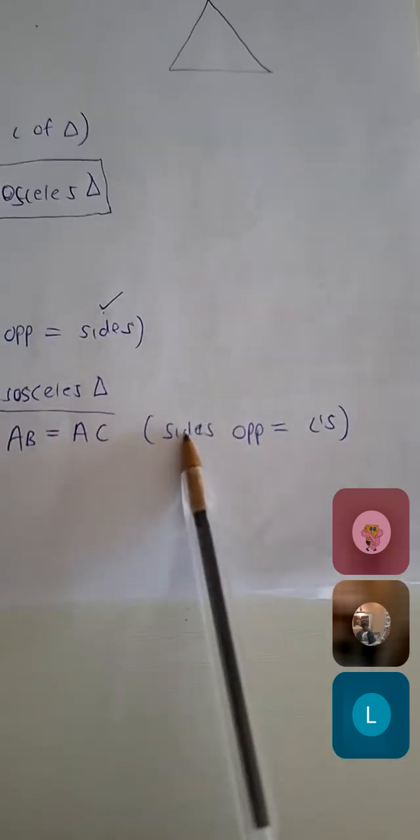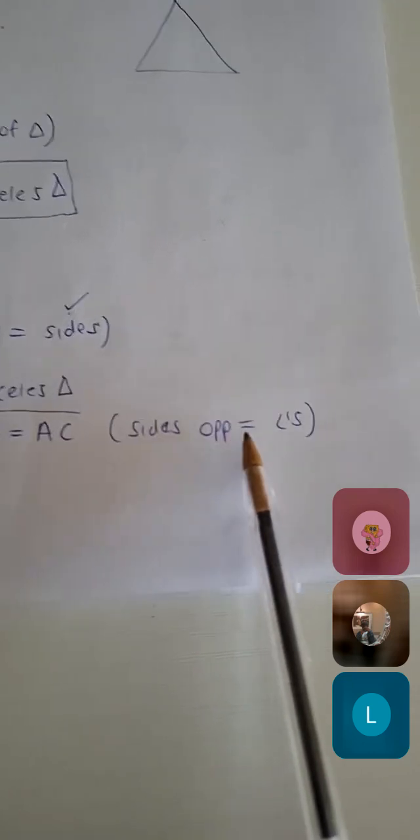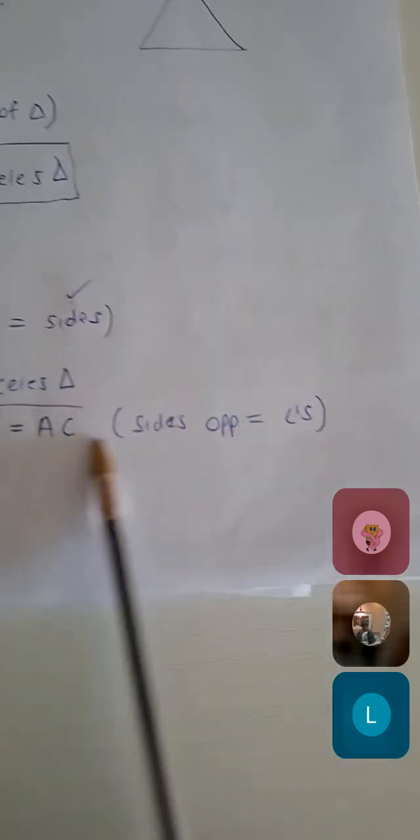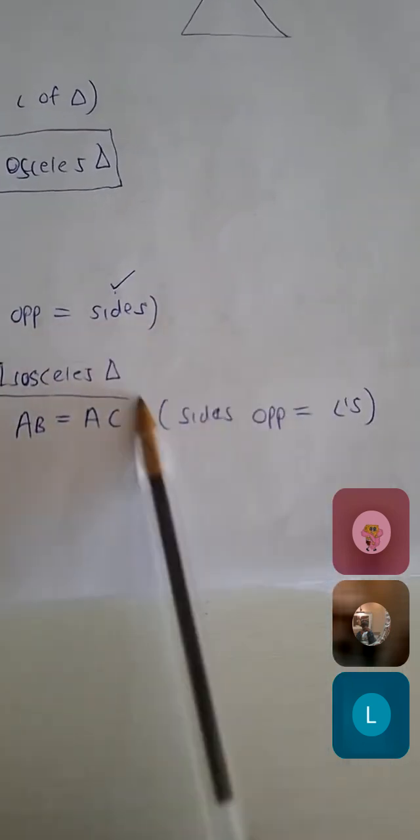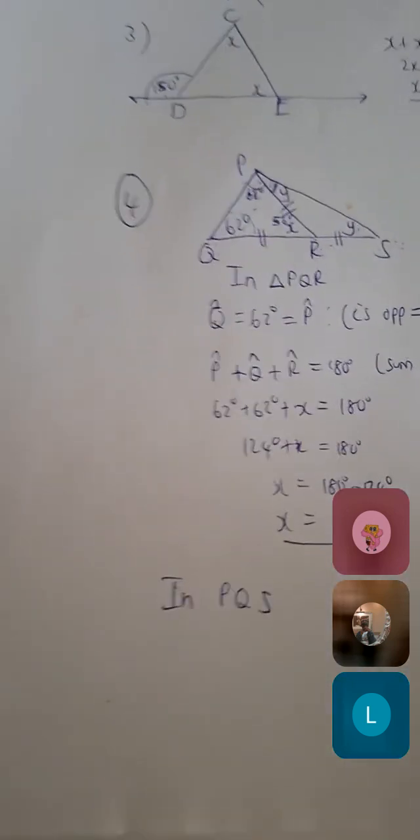And the reason is sides opposite equal angles. It's there in the acceptable reason document as well. All right. So the theory that relates to triangles is also there.